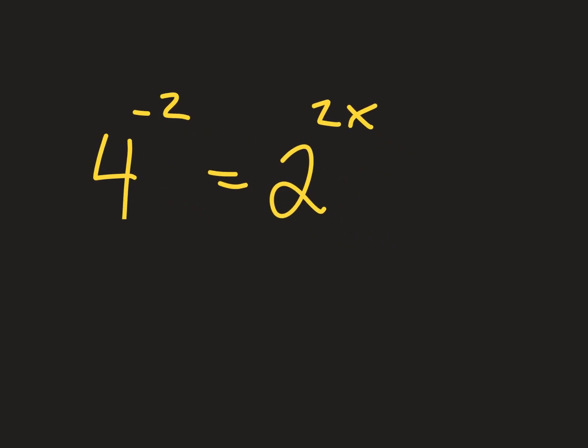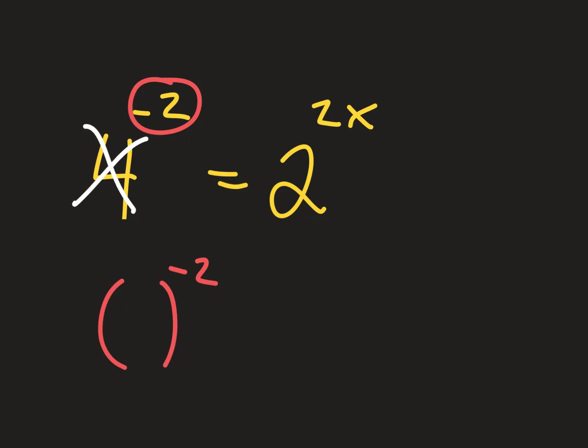And no, you can't just say, I'm changing the 4 to a 2. A 2 and a 4 aren't the same thing. You can't just change the 4 to a 2. But you can change the 4 to a 2 to a power. And don't forget to bring down the negative 2. Did you pick up what I was laying down there? Did you make this into a 2 squared?